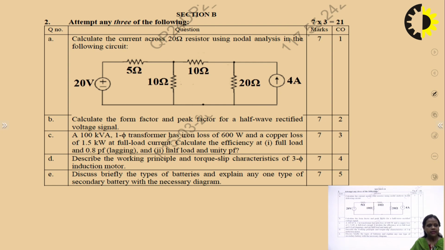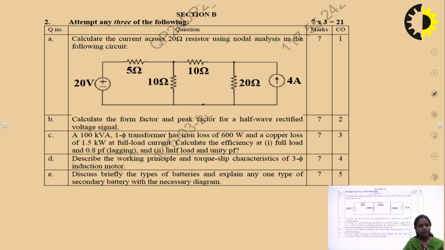Then question number D is from unit 4, that is from the machines, and here the question is: describe the working principle and torque slip characteristics of 3-phase induction motor. So you have to write the working principle and draw the torque slip characteristic of a 3-phase induction motor. Then the last question is: discuss briefly the types of batteries and explain any one type of secondary battery with the necessary diagram. This question is from the last unit, that is unit 5, and here you have to discuss different types of batteries and explain any one kind of secondary battery. So we will discuss all these questions one by one.